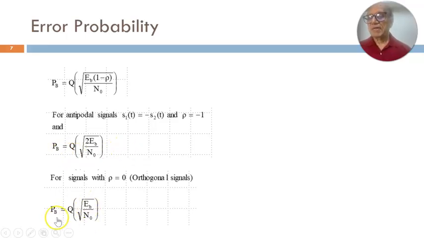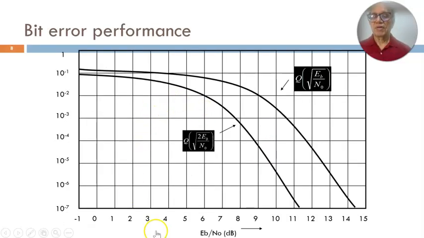So if you plot bit error probability against EB by N0, which is the ratio of the bit energy and the noise, then you can see that as you go on increasing this, the bit error probability will go on decreasing. And if you plot the two curves, one for antipodal signals and one for orthogonal signals, the result will look something like this. So for a given EB by N0, you will see that for orthogonal signals, the bit error probability is larger, whereas for antipodal signals, where this is your bit error probability, the bit error probability is going to be smaller.